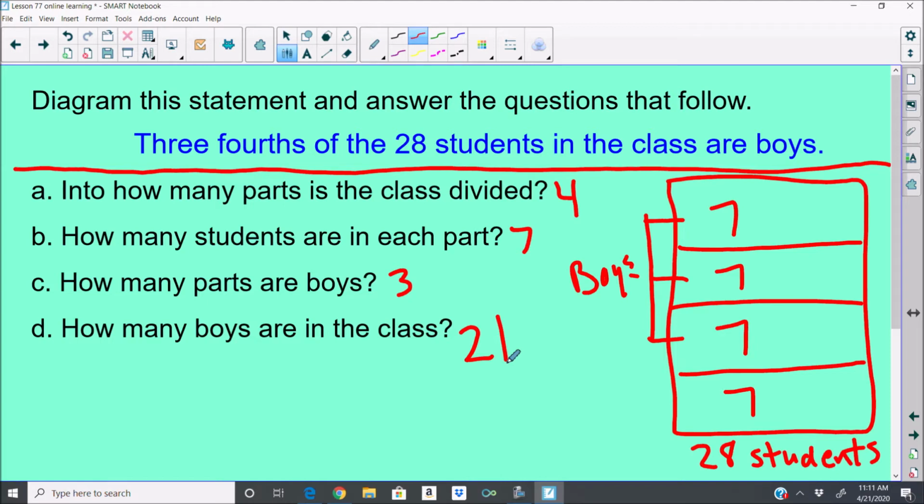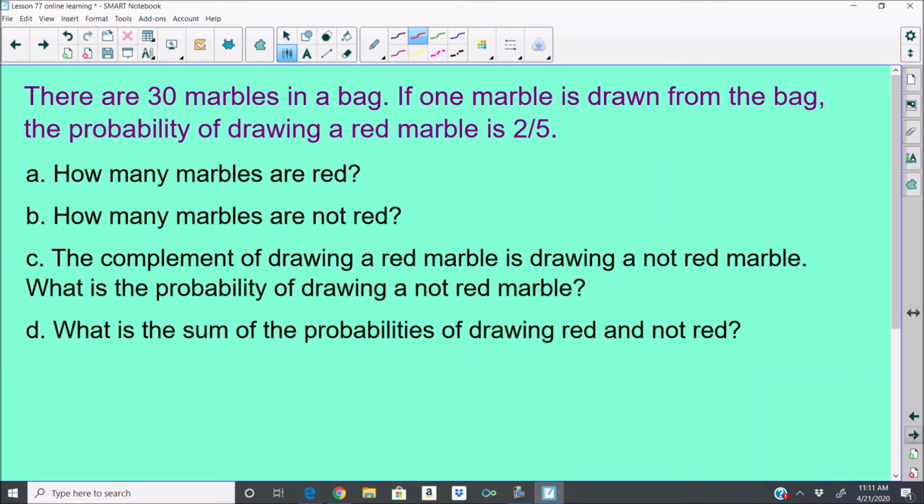We could even figure out other information, right? We could also tell how many parts of the class are girls, how many students are girls in that class. Okay, so basically that's the gist of this assignment. Let's look at another example. This one I'm not going to draw a diagram for, but we can do simple math with it.